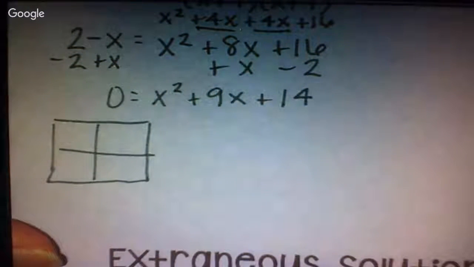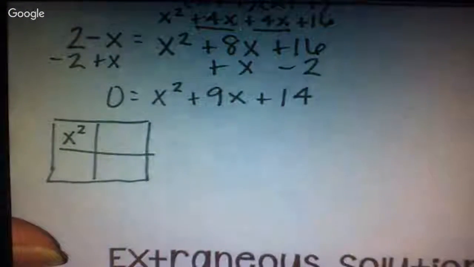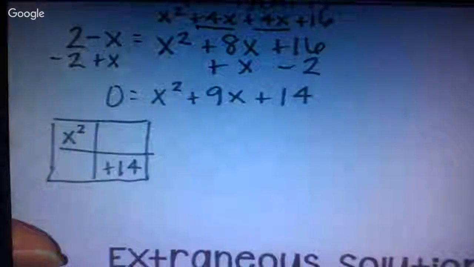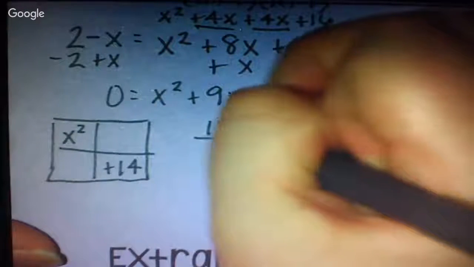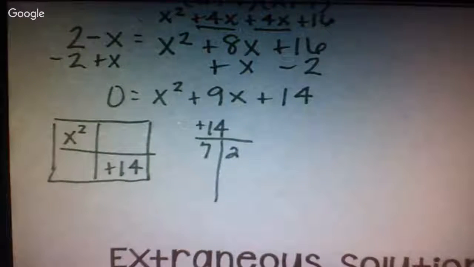Okay. So again, my a term goes in the top left, so x squared. My c term goes in the bottom right, so positive 14. I now need factors of 14. 7 and 2. Because this is a positive 14, they have to add to give me my middle number. So 7 and 2 work. My middle term is positive. So what sign do 7 and 2 take? Positive.